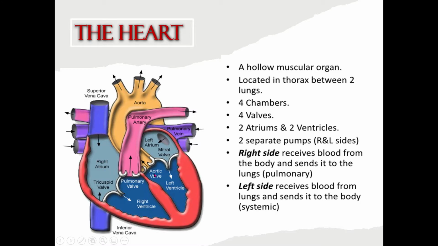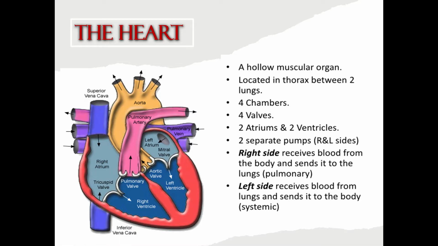The right side receives the blood from the body and sends it to the lungs, and this is called pulmonary circulation. So this is the right side that receives the blood from the whole body, and this is basically the deoxygenated blood which has to be cleaned. The left side receives the blood from the lungs and sends it to the body, and this is the systemic circulation where the blood is oxygenated because it is purified in the lungs and carries a huge amount of oxygen.